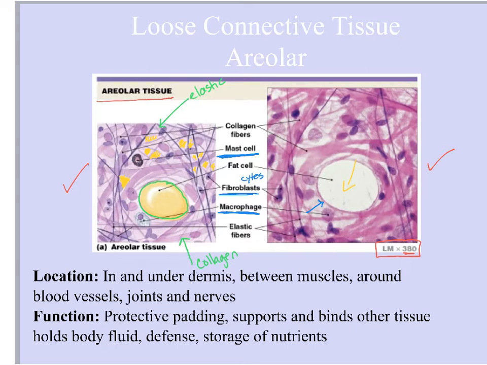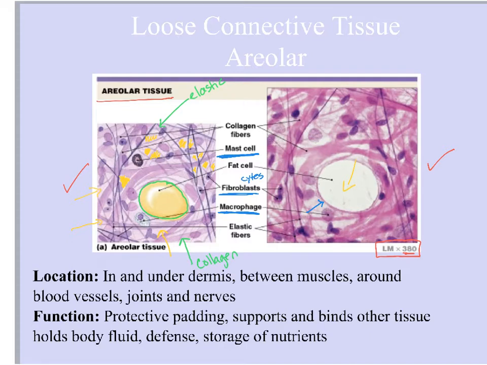Its functional role in these locations can be protective padding, so kind of like just a little bit of cushioning for certain areas. It will support and bind other tissue. It can hold body fluid. This ground substance that you see here in the background contains a lot of water. So that's where it would hold body fluid.